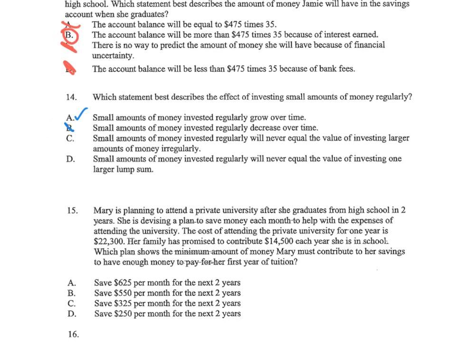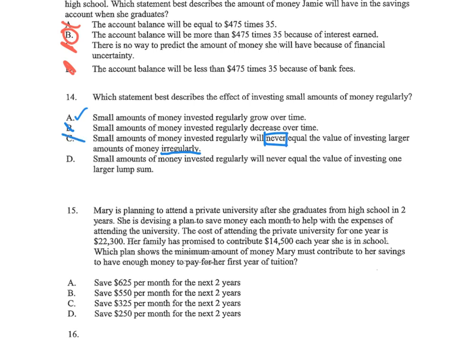C, small amounts of money invested regularly will never equal the value of investing larger amounts of money irregularly. Well, because of the irregularity of it, that's a fun word to say, we have no idea if that could be true. I mean, if we don't know the amount. So it says never. So because it says never, that one is going to be out.